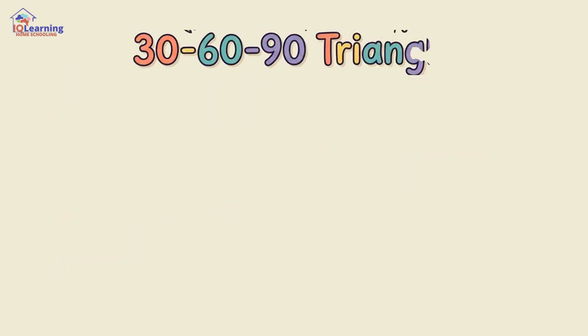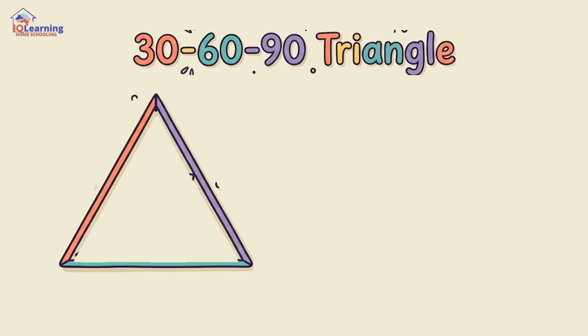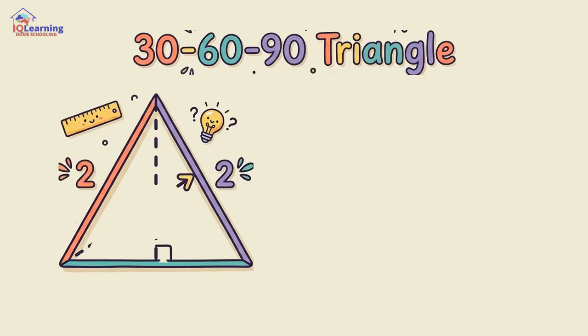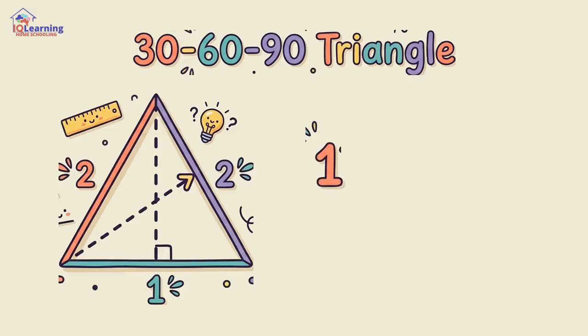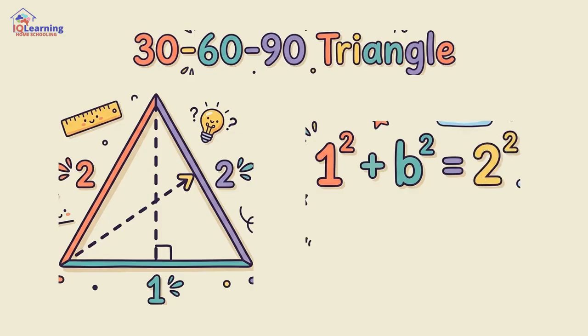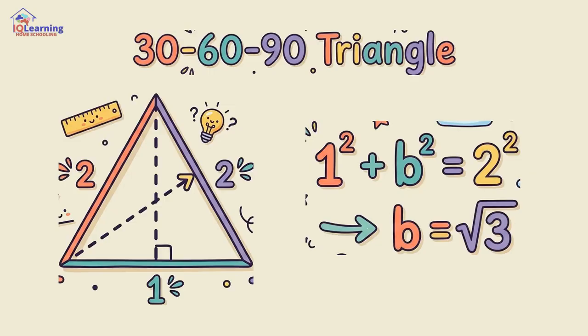Next comes the 30-60-90 triangle. Start with an equilateral triangle of side length 2. Split it down the middle. Now you have 2 right triangles. The hypotenuse stays 2. Half the base becomes 1. Then use the Pythagorean theorem again. 1 squared plus b squared equals 2 squared. So b squared equals 3, and the long leg is square root of 3. That gives the famous side ratio, 1, square root of 3, 2.